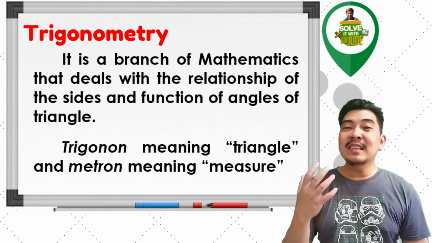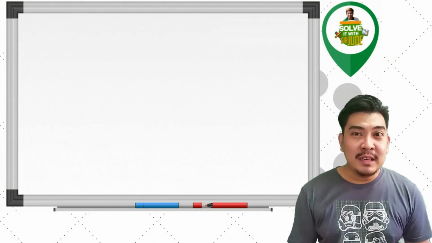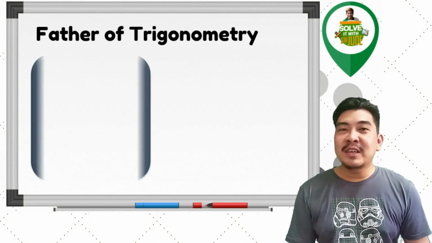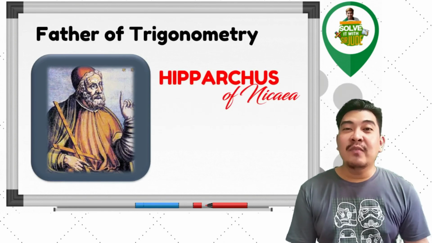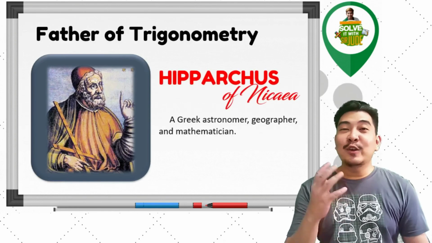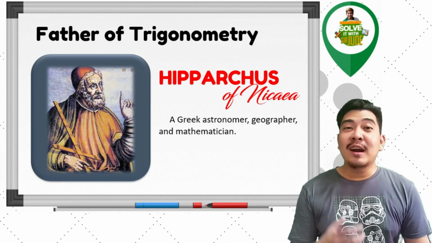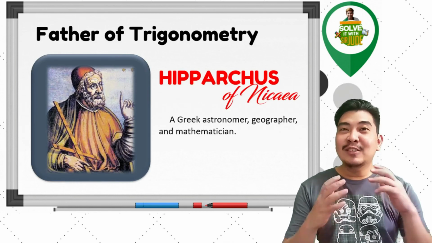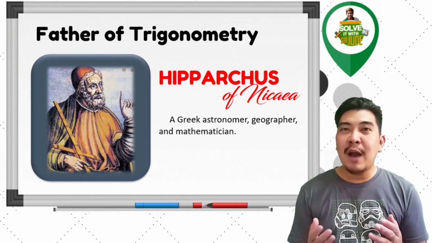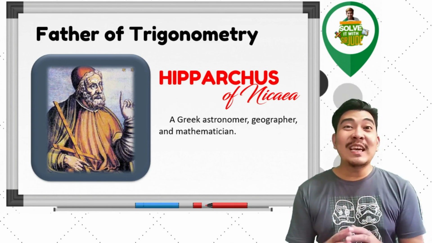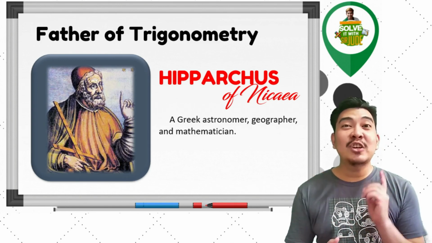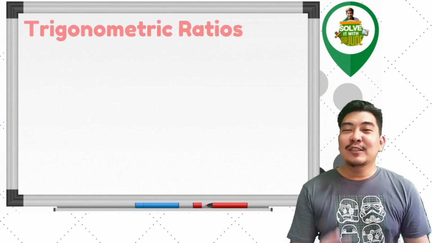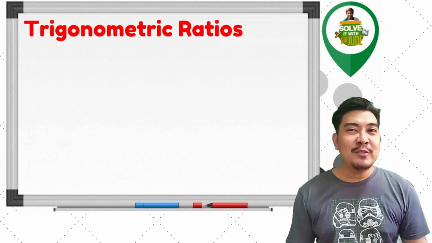So who is the father of trigonometry? If in geometry we have Euclid, in trigonometry we have Hipparchus of Nicaea. He is a Greek astronomer, a geographer, and at the same time, a mathematician. He is also known for his work on the unit circle, wherein he divided the circle into 360 equal parts. Now let us proceed with trigonometric ratios.